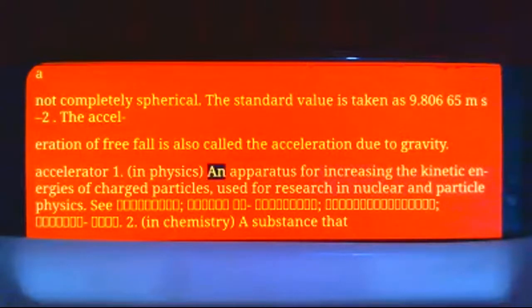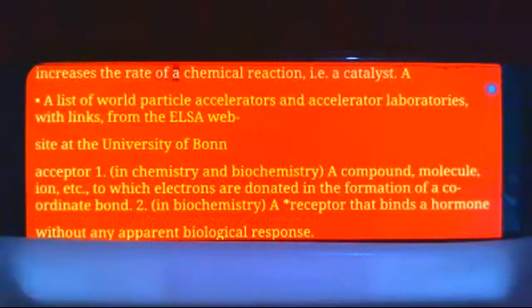Accelerator. 1. In physics, an apparatus for increasing the kinetic energies of charged particles, used for research in nuclear and particle physics. 2. In chemistry, a substance that increases the rate of a chemical reaction, i.e. a catalyst. A list of world particle accelerators and accelerator laboratories, with links, from the ELSA web site at the University of Bonn.